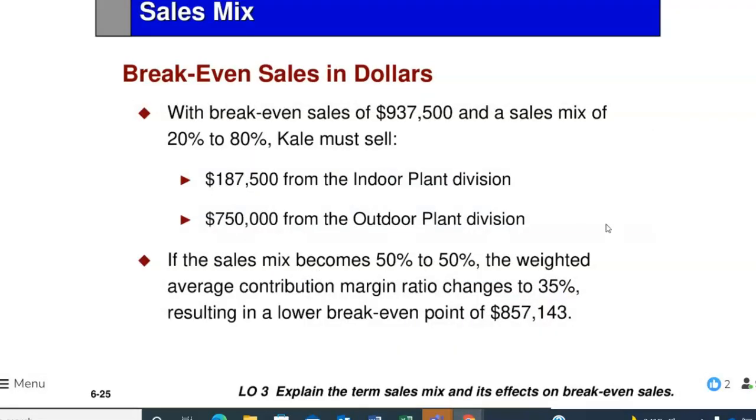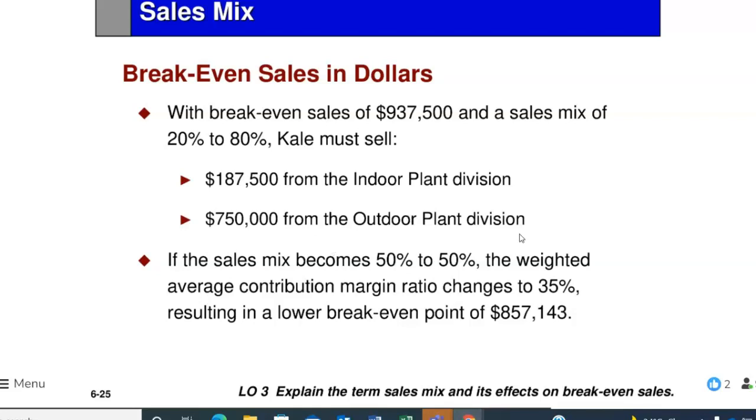And therefore, if I want to determine how much is indoor and how much is outdoor, I simply take the break even for both of them and bring back the sales mix. 20% is the indoor, so 20% of 937,500 is 187.5. And 80% is outdoor, so 80% of 937,500, and the outdoor manager has to achieve 750 in plant sales in order to achieve the break even for that division.